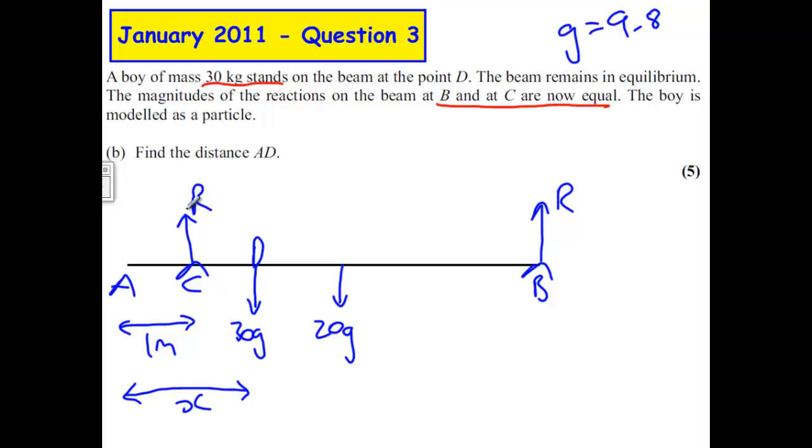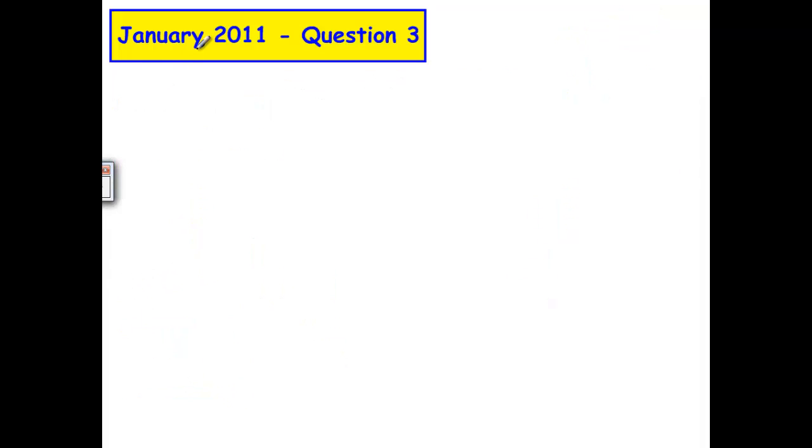Now, same as before, this system has two things we don't know. We don't know the reaction force at C and B, and we don't know the distance from A to D, which I've labelled as X. So because we need to find two unknowns, I'm going to set up and solve two simultaneous equations. Similar to before, the first one I'm going to get by resolving vertically.